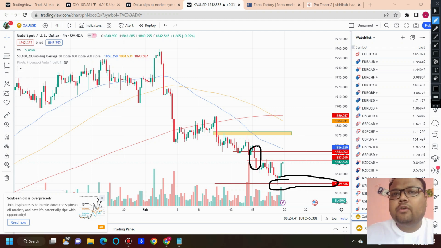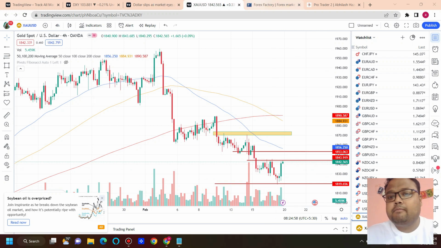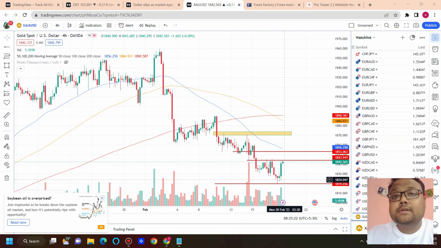If the market is too volatile, then the market will break the level and go down. And if you see the market is extremely volatile and going down with big red candles, then you may get a selling opportunity below the 1820, 1819 or 1820 level as well. Again, I'm repeating, 1819 or 1820 is not a proper support.